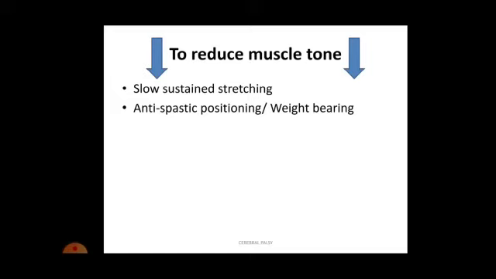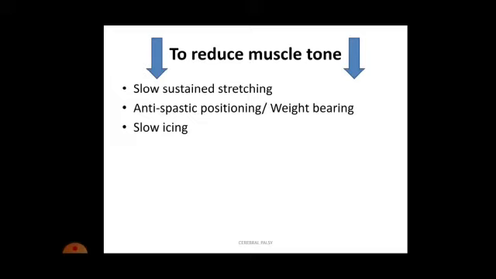and antispastic positioning will also reduce your muscle tone. Okay, antispastic positioning may be given without weight bearing also. For example, you are maintaining it manually, by a splint, or by serial casting. Clear? So that will come in this list. So antispastic positioning is not always weight bearing. It may take different forms, but in short, antispastic positioning means a lengthened position of the spastic muscle that is maintained for a prolonged period of time.